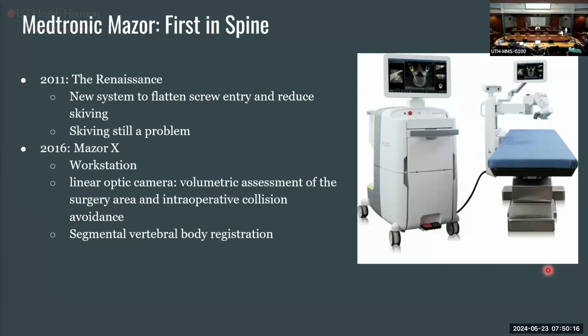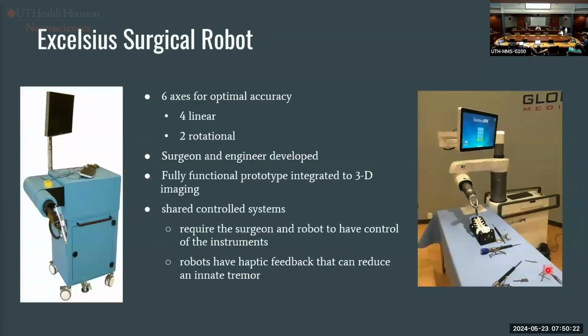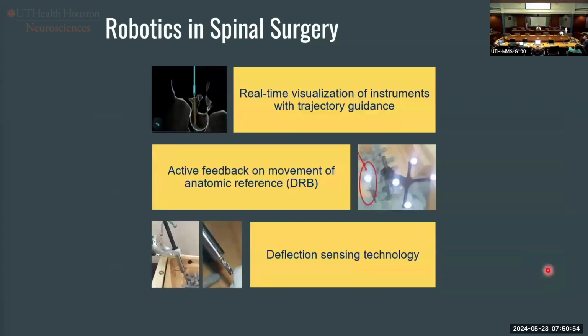but so anyway, several iterations of the Mazor have come out that have addressed some of those issues. So the Excelsior surgical robot is the Globus version. That's the one that we now have. That was designed by Nicholas Theodore and his friend Neil, an engineer at the Barrow. And then the beta version was initially sold to Globus, who then improved upon it. But like the Mazor robot, it is a shared control system. So you are in the operative field working with the robot, and it has 6 axes of rotation for accuracy.